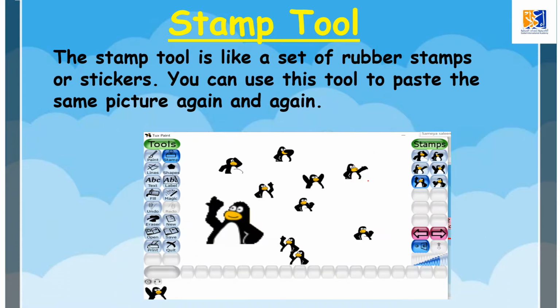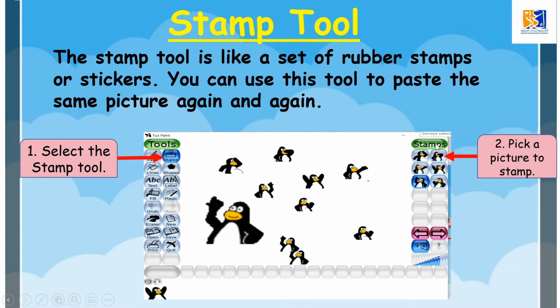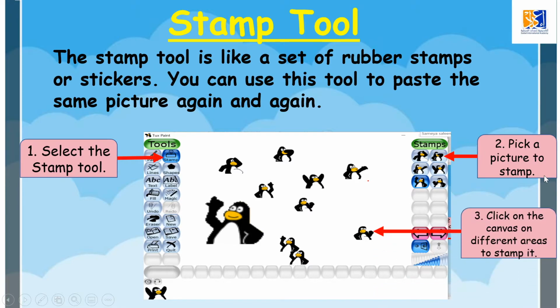Next, after the shapes tool, now the stamp tool. What is the stamp tool? The stamp tool is like a set of rubber stamps or stickers. You can use this tool to paste the same picture again and again. Here, we have the picture of a penguin only in our Tux Paint. How are we going to put our stamp? Select the stamp tool from the toolbar. Then you will see stamps come up in the selector. Pick the picture to stamp. Click on the canvas in different areas to stamp it.